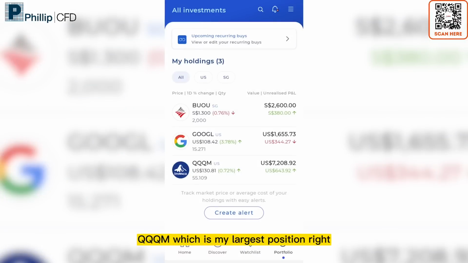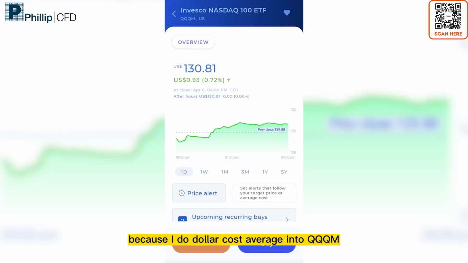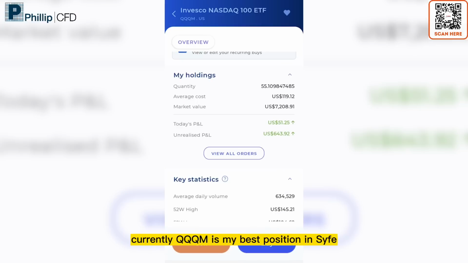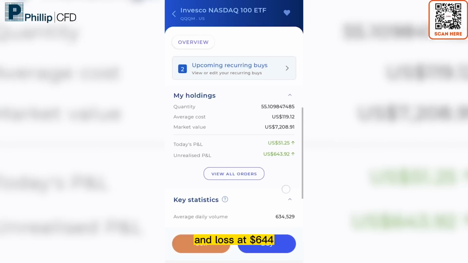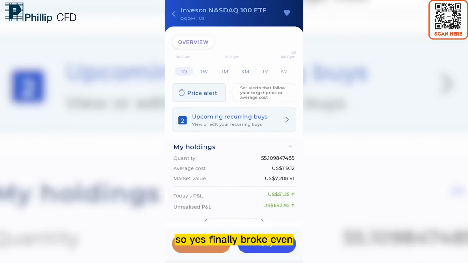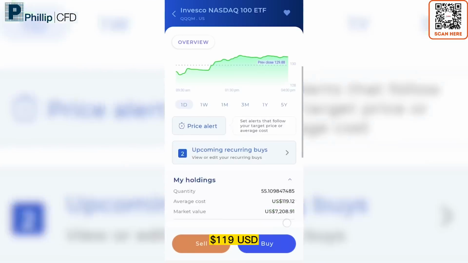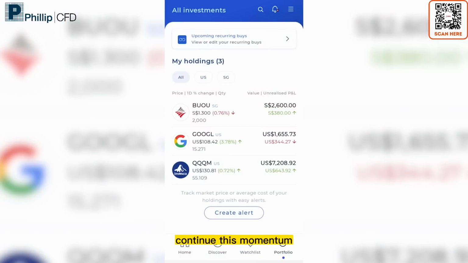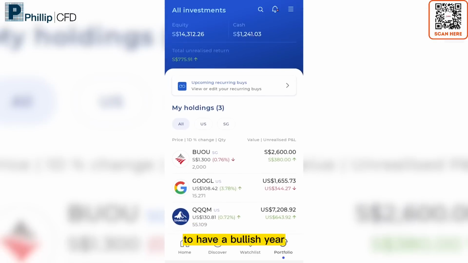And the last one will be QQQM, which is my largest position, right? Because I dollar cost average into QQQM every 2 weeks. This is my recurring buy. You can see that I will buy 375 of QQQM every 2 weeks on the 9th and the 23rd. Currently, QQQM is my best position because it has an unrealized profit and loss of $644. Wow, very good. So yes, finally broke even and went to the green. Average price $119. Current price $131 US dollars. Quite a good run. Continue this momentum and we can all hope to have a bullish year ahead.